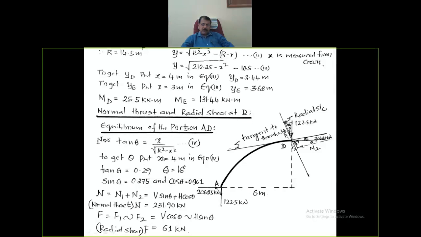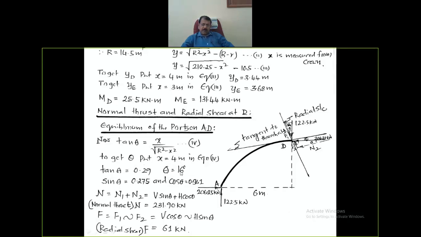Now the equation for calculating slope in case of a segmental arch or circular arch is given by tan theta is equal to x by root of R squared minus x squared. Call that equation number 4. To get the value of theta in this equation, put x is equal to 4 meter, taken from the crown, and substituting that in equation number 4, compute theta. So here tan theta is equal to 0.29, and theta works out to be 16 degree.